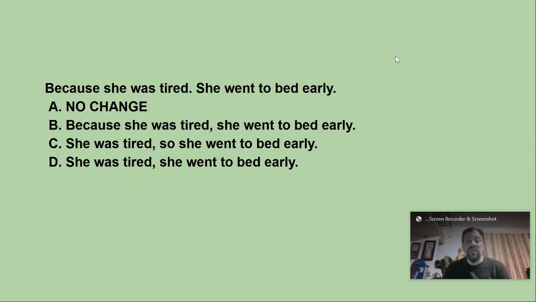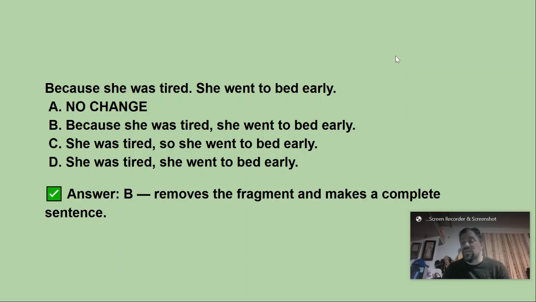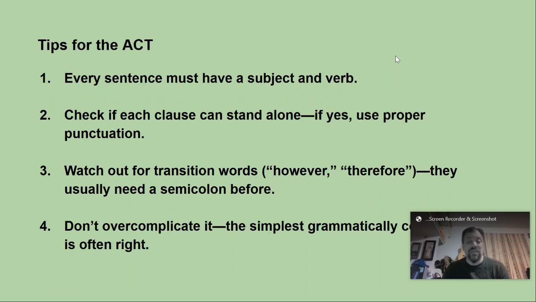Because she was tired, she went to bed early. Well, we have obviously a dependent clause. Now you need to change that. You see no change. B, "Because she was tired, she went to bed early," takes away the incomplete sentence. "She was tired, so she went to bed early." "She was tired, she went to bed early." "Because she was tired, comma, she went to bed early" removes the fragment, makes a complete sentence, and keeps the meaning of the sentence.